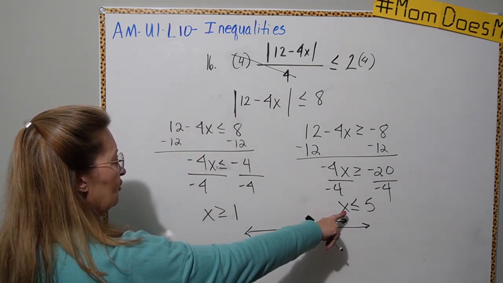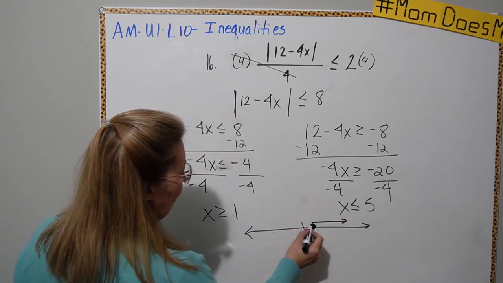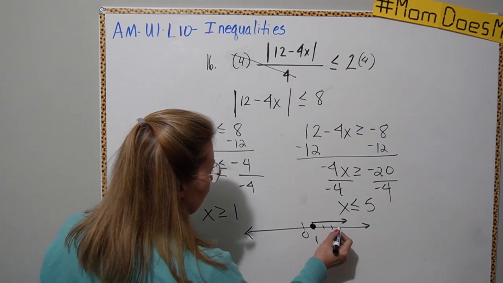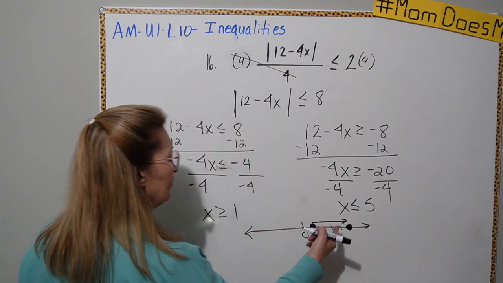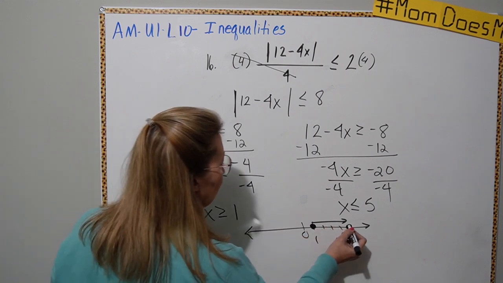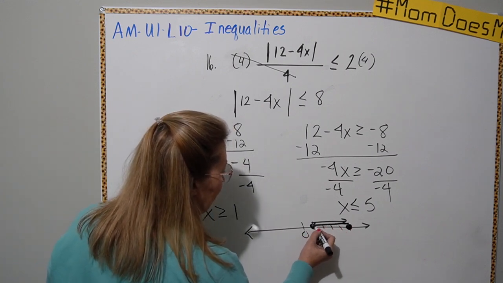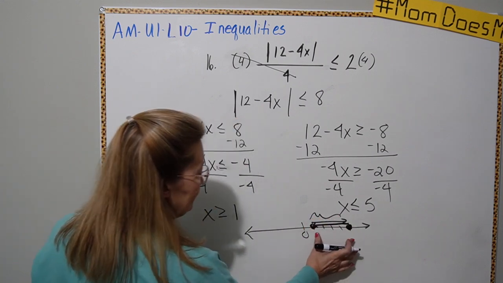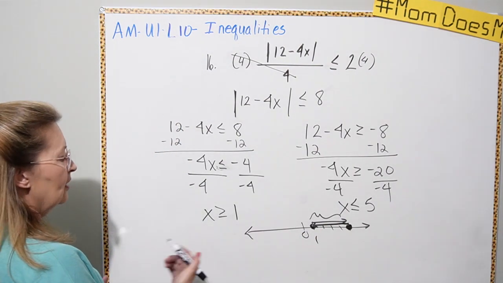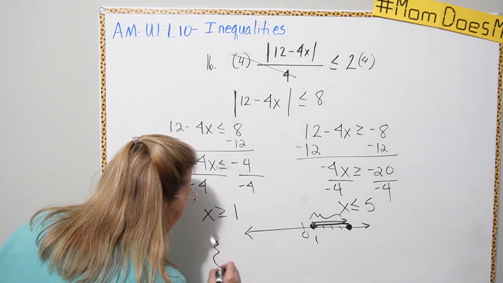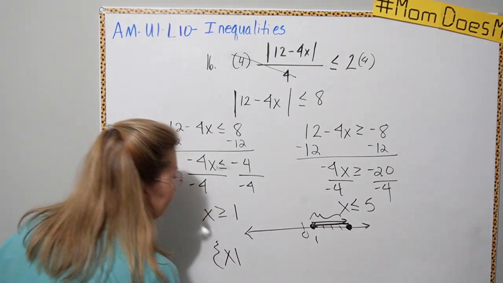Now, next I want to graph x is less than or equal to 5. Well, if this is 1, 2, 3, 4, 5, solid dot also. Where are the numbers that are less than 5? Well, they're this direction. So you can see we have this segment with the 2 endpoints. We have the intersection.